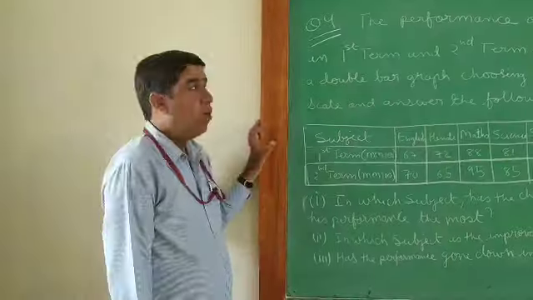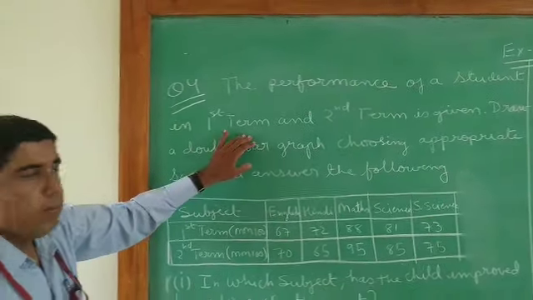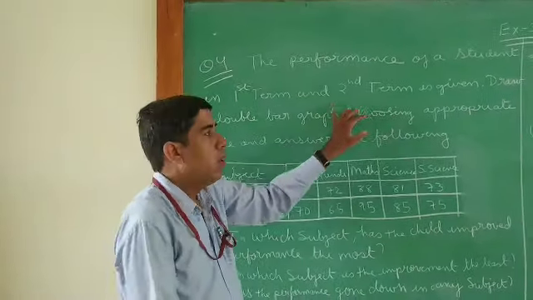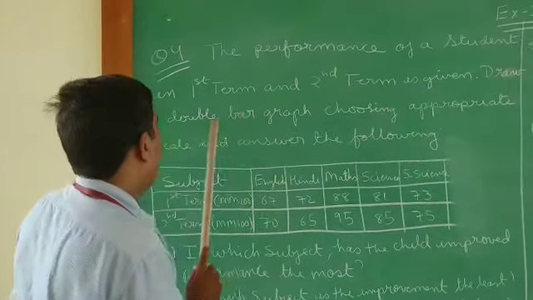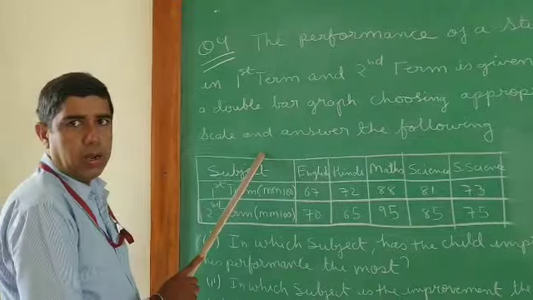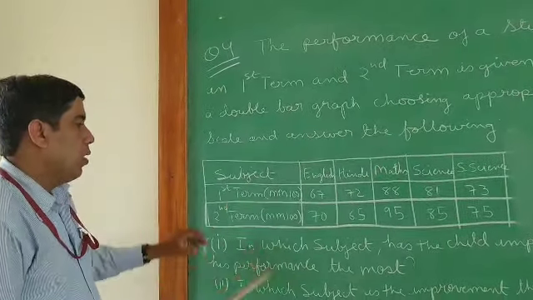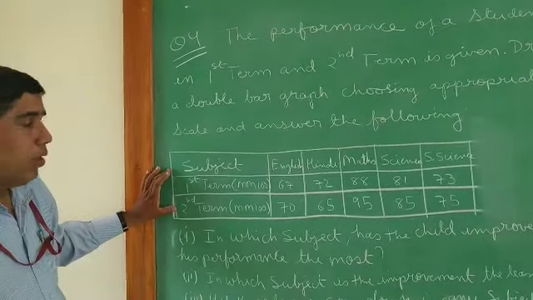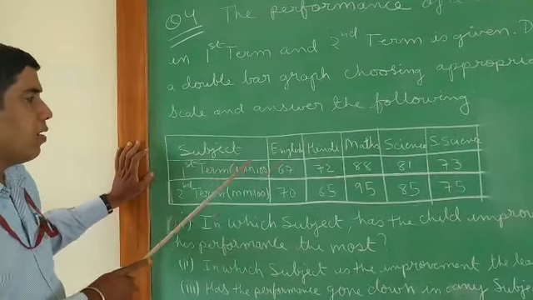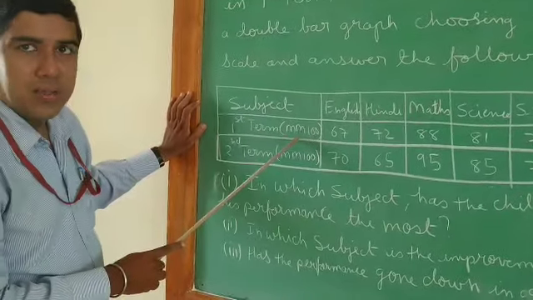And this much only is in the question. Number 4, the performance of a student in the first term and second term is given. Draw a double bar graph choosing appropriate scale and answer the following questions. Now you have to draw a double bar graph. So you can see here, subject is here English. So what is the marks in first term? Maximum marks is 100.